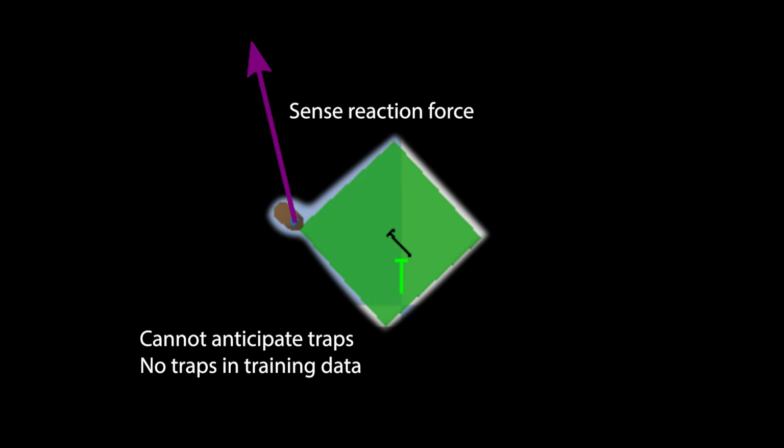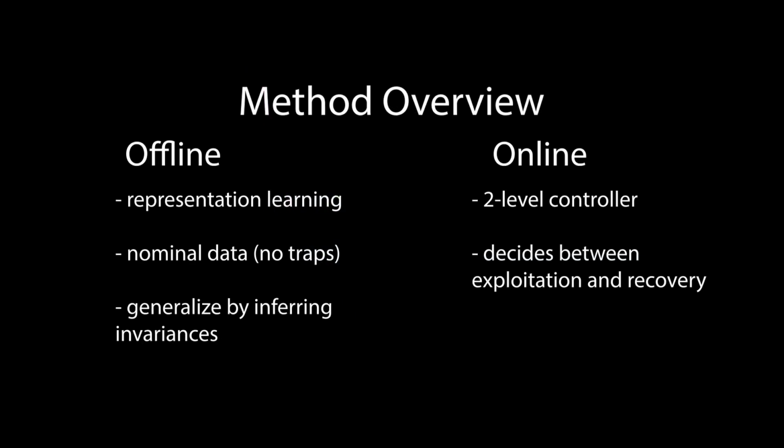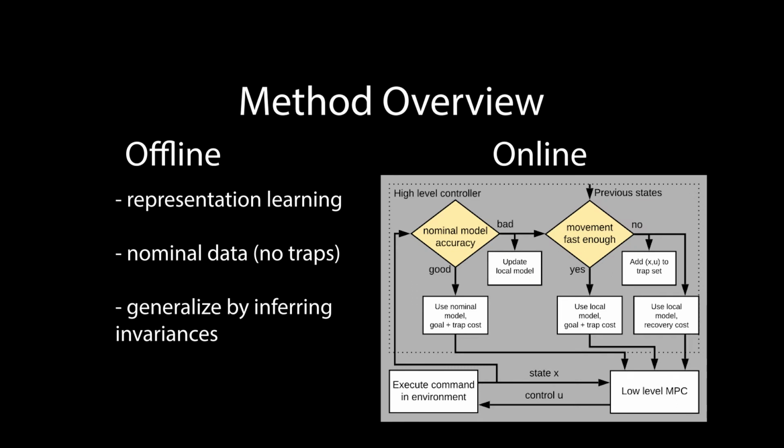The point is to enable our robot to online adapt to a wide variety of environments with different and novel types of traps. To that end, our method is made up of two components: offline representation learning and online control. Our representation generalizes out of distribution by inferring inherent invariances in the nominal training data. Our controller is a two-level controller where the high-level controller outputs the dynamics model and cost function that the lower-level MPC uses to compute action. Our controller explicitly reasons about non-nominal dynamics and traps and balances exploiting the dynamics towards the goal and executing recovery policies to escape traps.